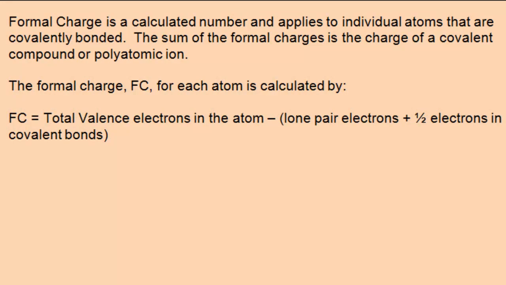For each atom, formal charge can be calculated as follows. The total valence electrons in the atom, subtract the quantity of lone pair electrons around the atom plus one half of the electrons that are covalently bonded to the atom.